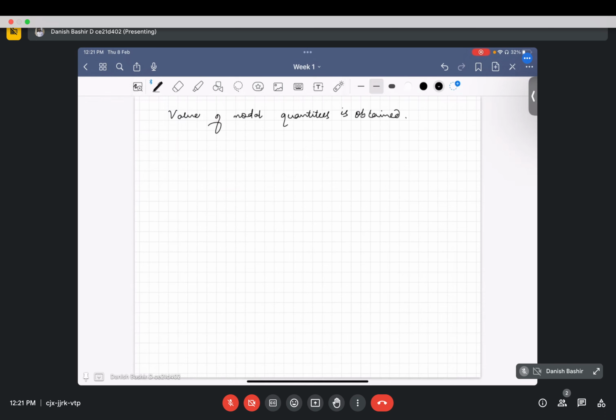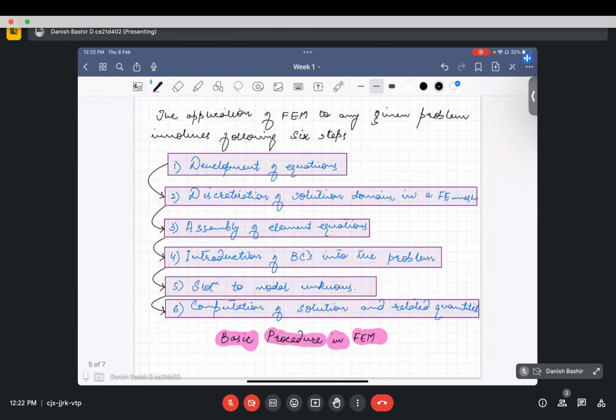So for example, I got the value of the nodal quantities. I got the value of u1, it's obviously 0. Then I got the value of u2, I got something, I got u3, something something. Okay, I got the values of nodal quantities like this. That is this step, a solution of the nodal unknowns.